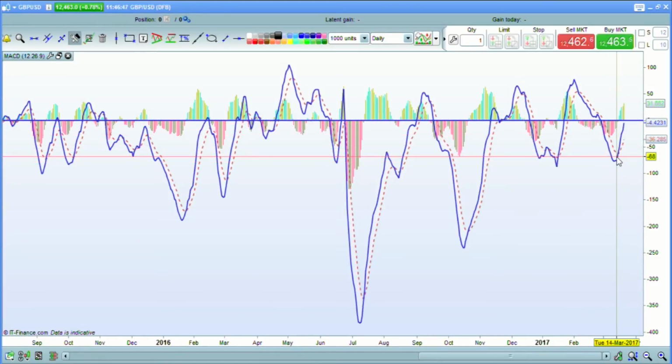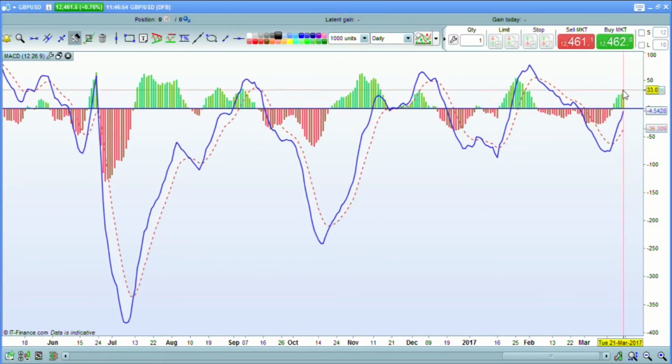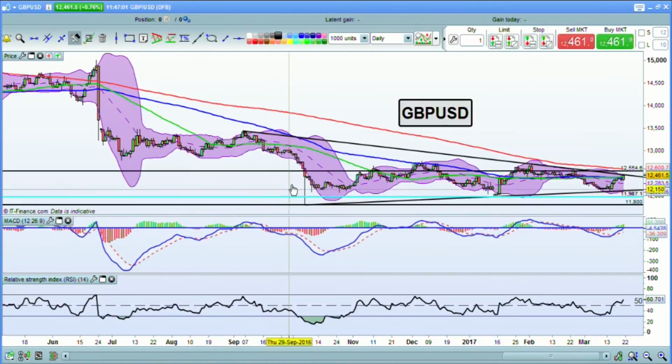The MACD is showing a positive correlation between these 2 lines as well. When the blue line goes above the red signal line, that indicates that a bullish trade is on its way. And you can see the histograms here are showing green, which is the distance between the red dotted line and the blue line. The wider that is, the more bullish the trade is.